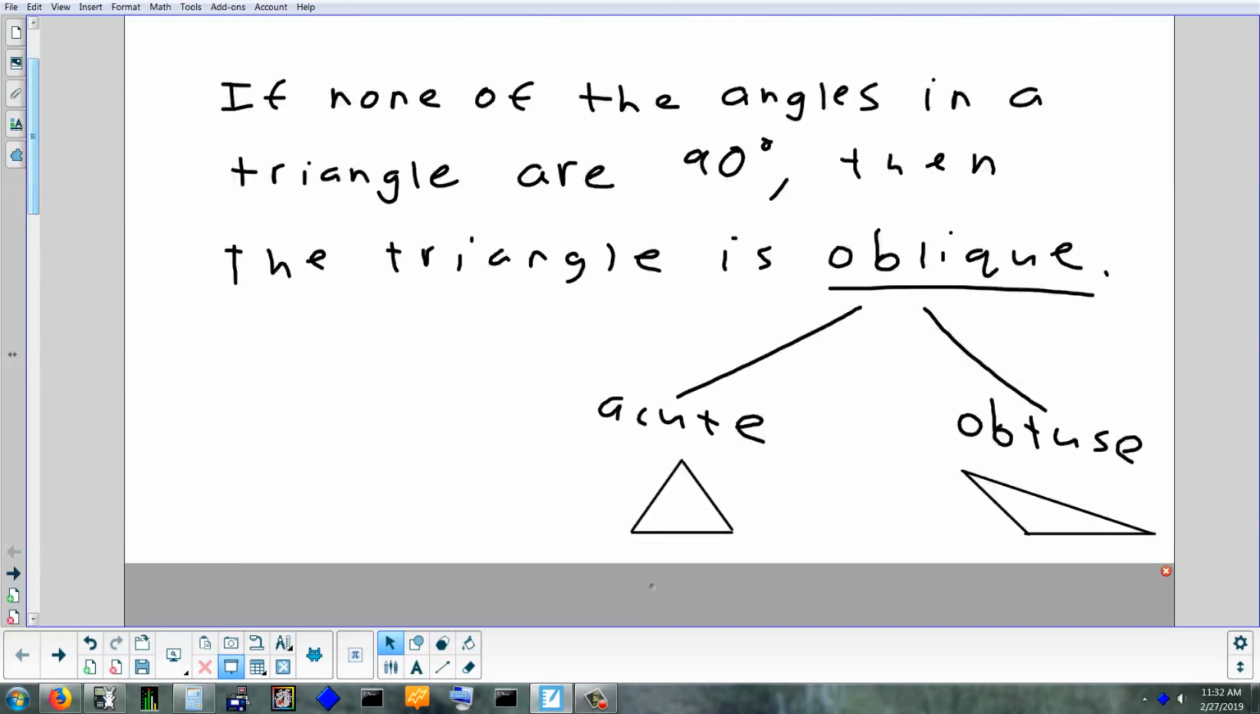But you can have a triangle where every angle is less than 90. Think of like an equilateral triangle. They're all 60. Or you can have a triangle where one angle is bigger than 90. That's an obtuse triangle. Why can't you have a triangle with two angles bigger than 90? Right, they got to add up to 180. So you can only have one angle bigger than 90.